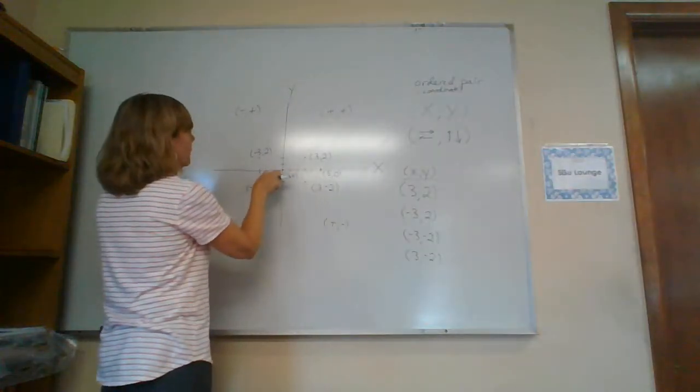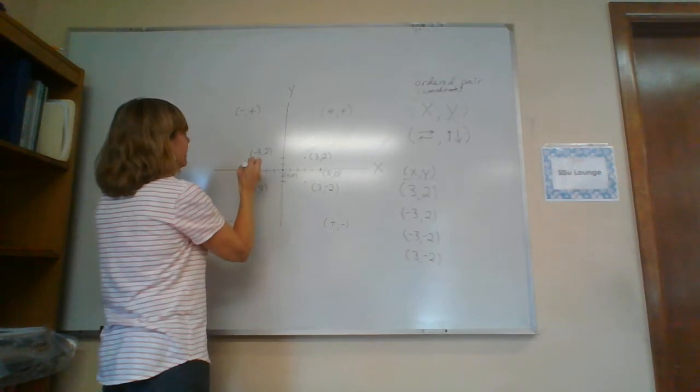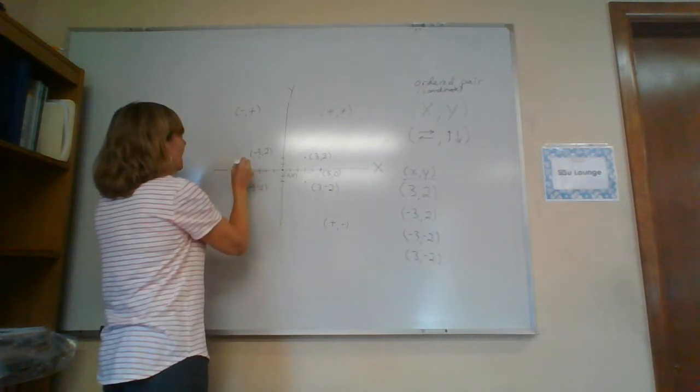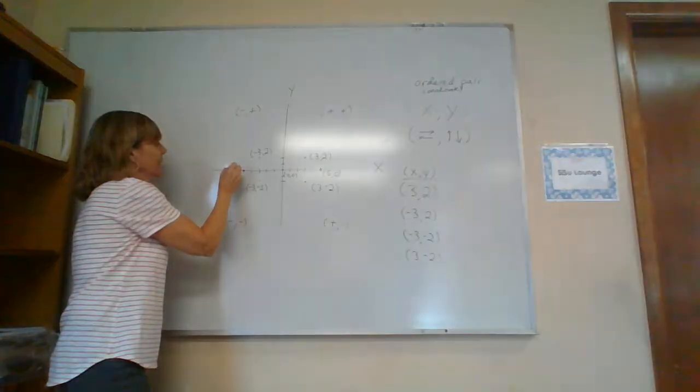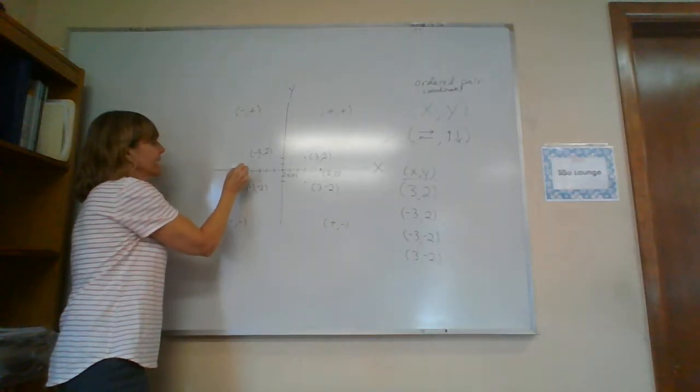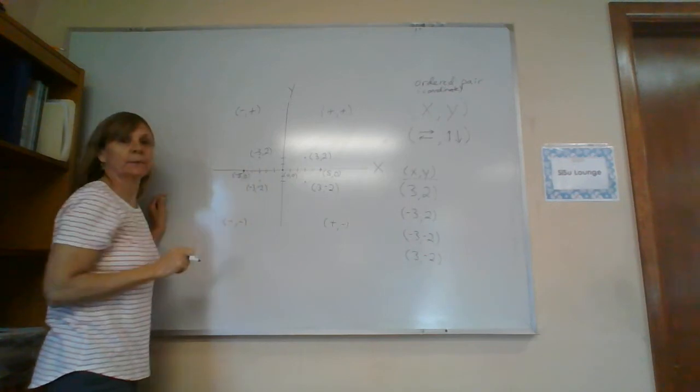What if I did it over here? 1, 2, this is negative 1, negative 2, negative 3, negative 4, negative 5. And I plotted that point. What would be the coordinates? Well, it'd be negative 5 for my x. And then notice again, y is still 0. I didn't move.